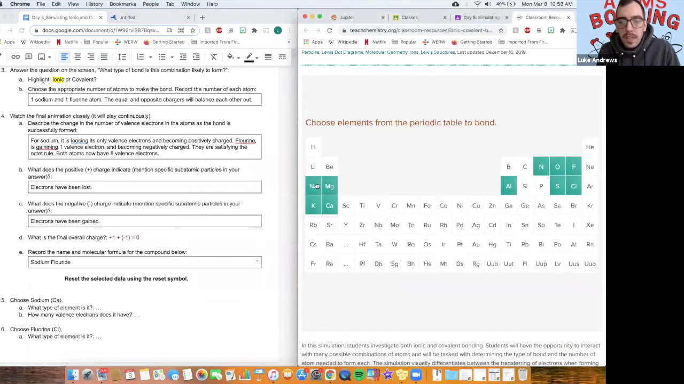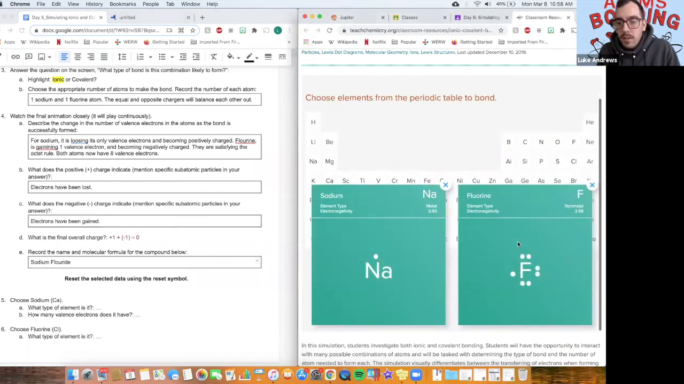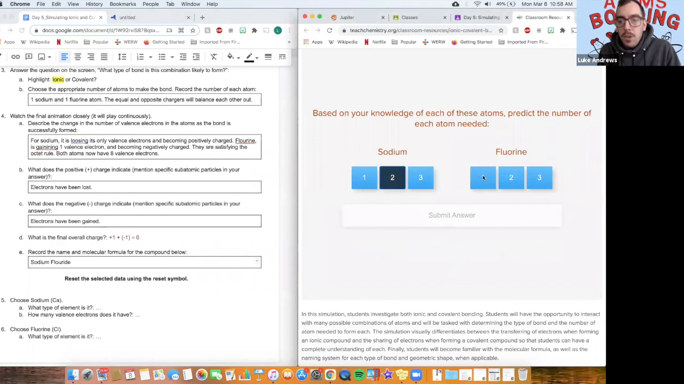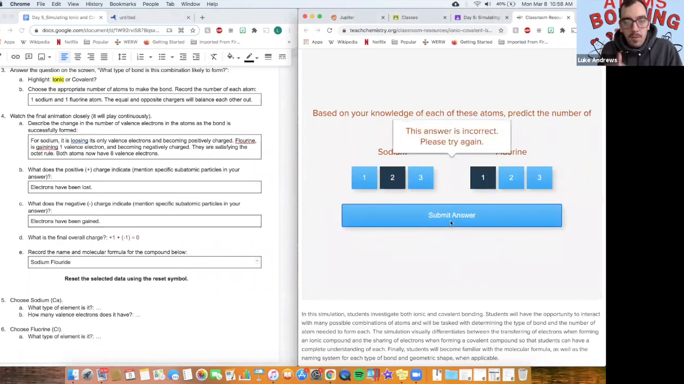So this simulation is really nice because you cannot mess it up. If you select sodium and fluorine and you select the wrong bond type, it will let you know that it's the wrong bond type. If you select 2 sodiums and 1 fluorine, it will let you know that is not correct. So you can trial and error your way from the start to the finish.